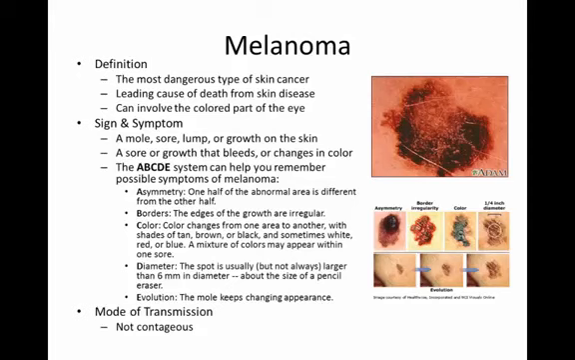A stands for asymmetry. One half of the abnormal area is different from the other half. B stands for border. The edges of the growth are irregular. C stands for color. Color changes from one area to another with shades of tan, brown, or black, or sometimes white, red, or blue. A mixture of colors may appear within one sore. D stands for diameter. The spot is usually, but not always, larger than 6 millimeters in diameter, or about the size of a pencil eraser. E stands for evolution. Does the mole keep changing in appearance? Melanomas are not contagious and therefore have no mode of transmission.